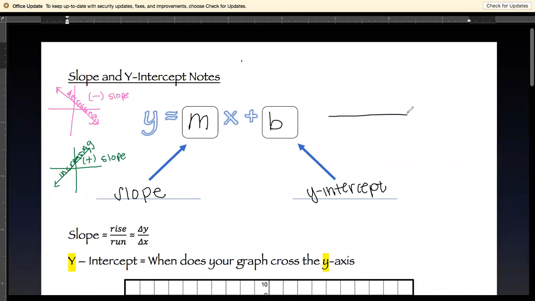So on a graph, that's where the line crosses the Y-axis. How do people mess this up? They look at where it crosses the X-axis. No, it's where the Y intercepts, so it's the Y-axis. Okay, so this is just information that we should have already known, okay, but we're just reviewing it real quick.